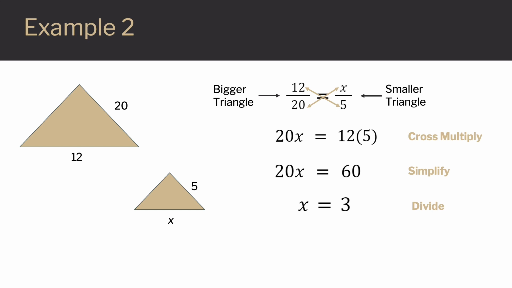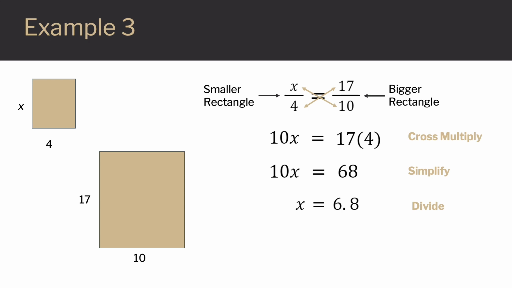The process is the same with rectangles. What we do is we take the two sides of the smaller rectangle, x over 4, and set those equal to the corresponding sides of the bigger rectangle, 17 over 10. The next step is to cross multiply, which gives us 10x equals 17 times 4. Performing multiplication, we have 10x equals 68. And dividing both sides by 10, that gives us x equals 6.8.